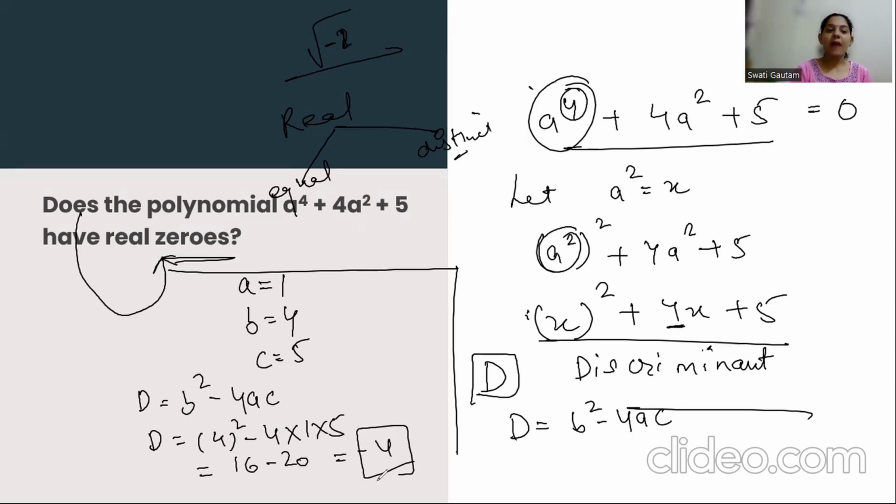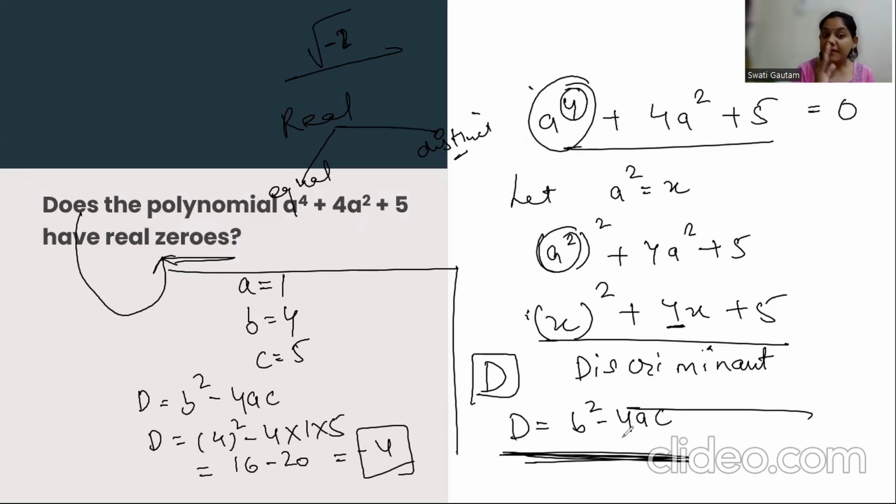But you will say, ma'am, the answer is coming minus 4, which is a real number. No, whenever we are finding zeros, we are using a formula that I will tell you. But here, please understand how I am getting D as minus 4. I have applied the formula for the discriminant, that is b square minus 4ac, which is very, very important. So first find out D. D is minus 4, okay?